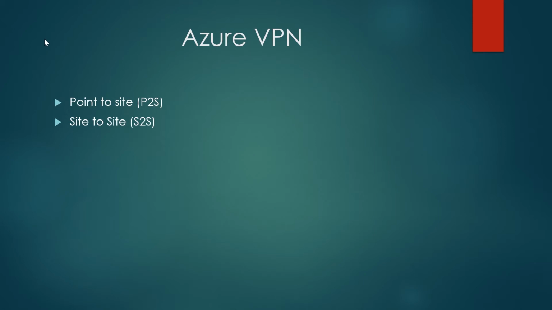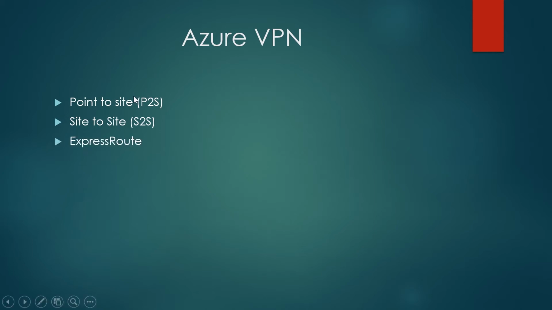Then we have the S2S, the site to site. Site to site is about when your full office, which is located in an on-premises location, wants to connect to the public cloud, and if you want to use the Azure virtual network, then you need to connect with the site to site. Site to site is a bit complex, you need to configure the VPN device for that.